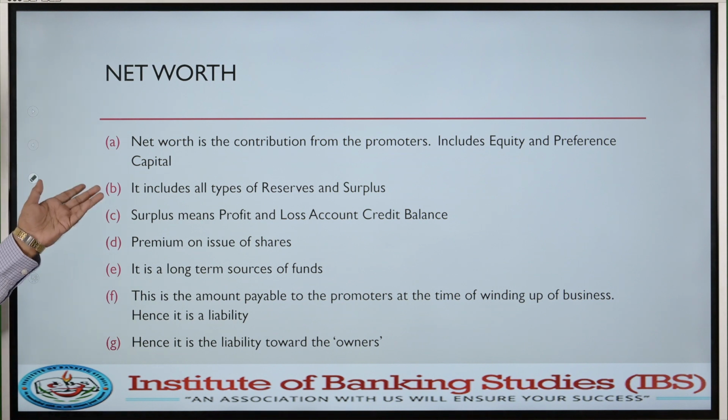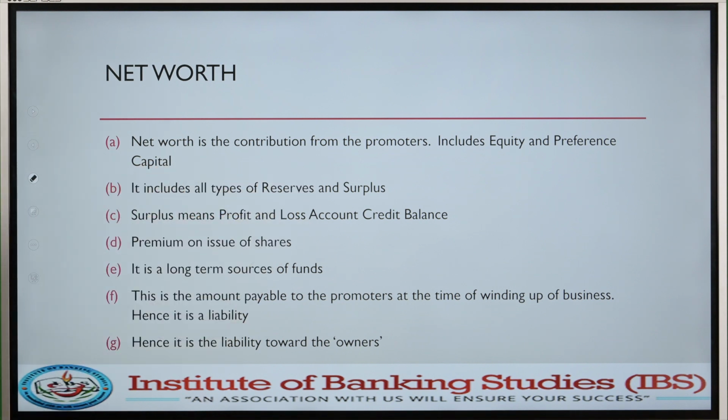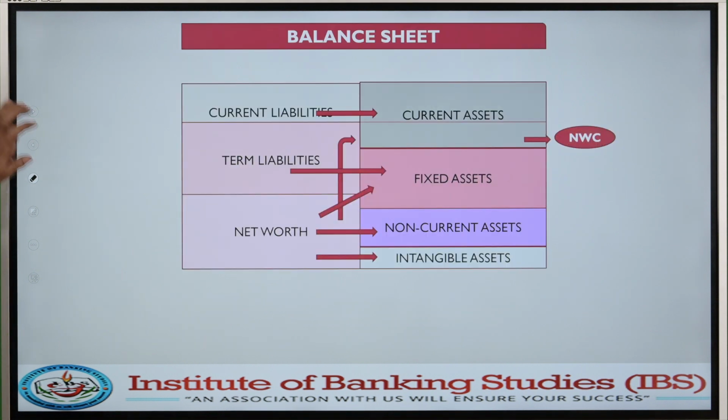This net worth is completely the amount owed to the owner of the business. Net worth is the contribution from promoters, includes equity, preference capital. It includes all types of reserves and surplus. Surplus means profit and loss account credit balance, and it includes premium on issue of shares. It is a long-term source of fund. This is the amount payable to the promoter at the time of winding up of business. Hence, it is a liability towards the owner.